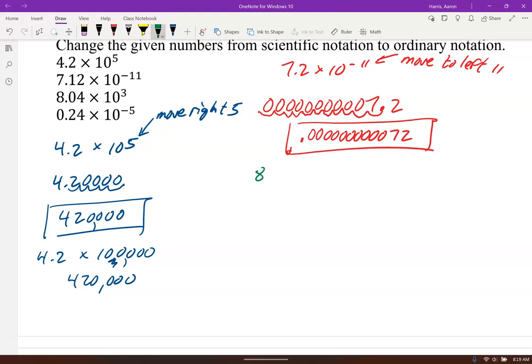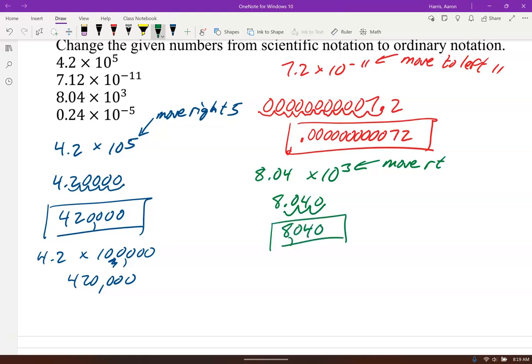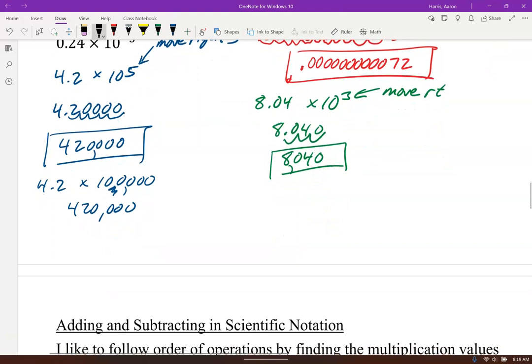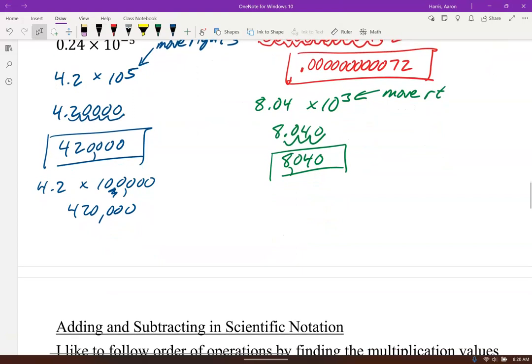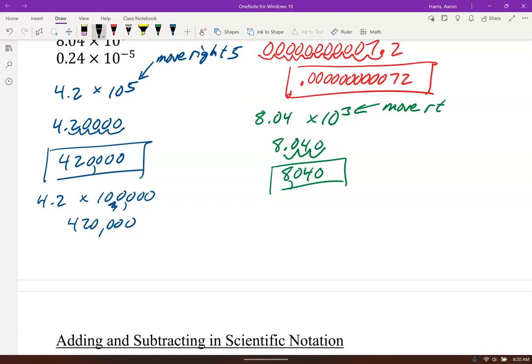All right, let's do 8.04 times 10 to the third. Again, that'll move it right. 1, 2, 3. So 8,040. Last one, 0.24 times 10 to the negative 5.